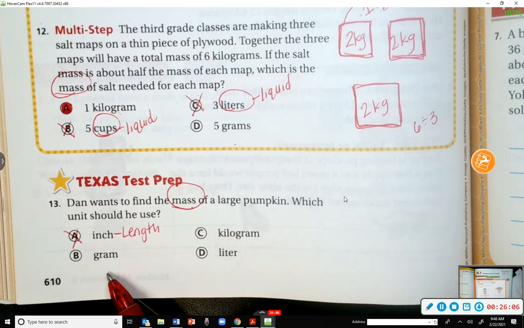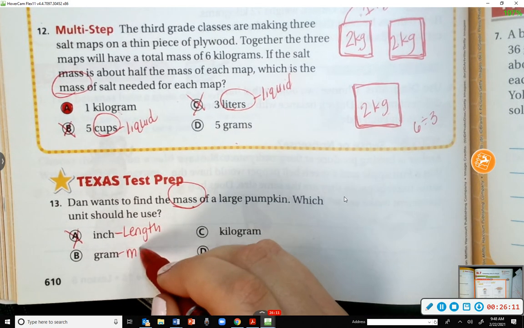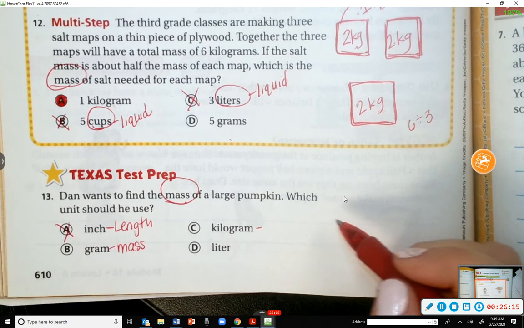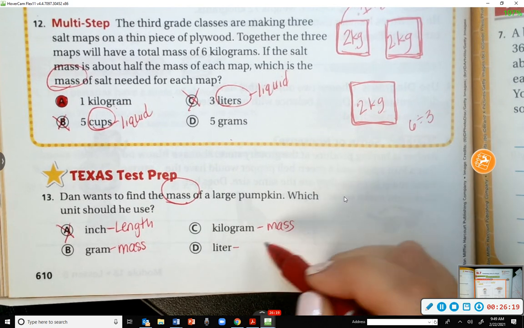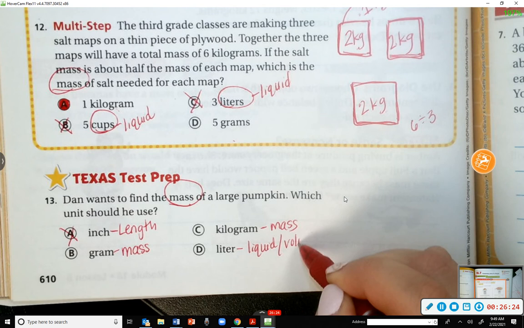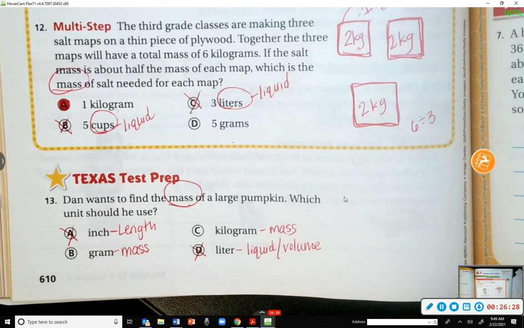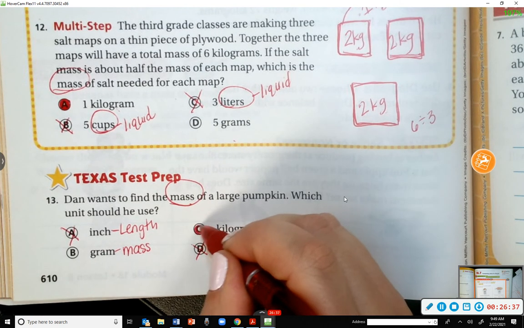Okay, gram. Is that talking about mass? Yes. Kilogram, do we use that to measure mass? Yes. Liter? No, that's liquid. Liquid, good. Volume. Okay, so you know it has to be B or C. So if I have a large pumpkin, would you use gram or kilogram? Kilogram. Kilogram, good. C is correct.